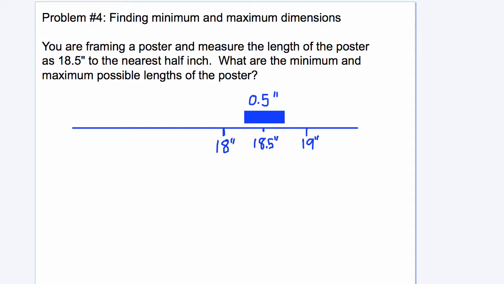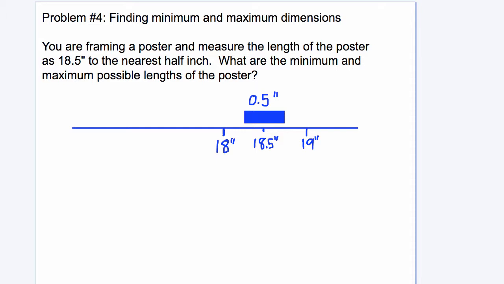In problem number 4, we're going to find the minimum and maximum possible dimensions of an object given a possible error in measurement. So let's say that you're framing a poster and you measure the length of the poster as 18.5 inches, and your measurement is accurate to the nearest half inch. What are the minimum and maximum possible lengths of the poster?